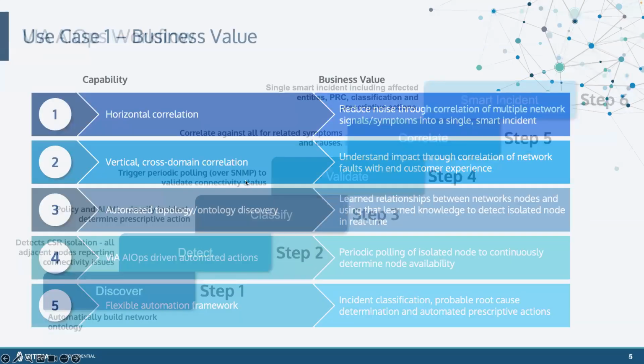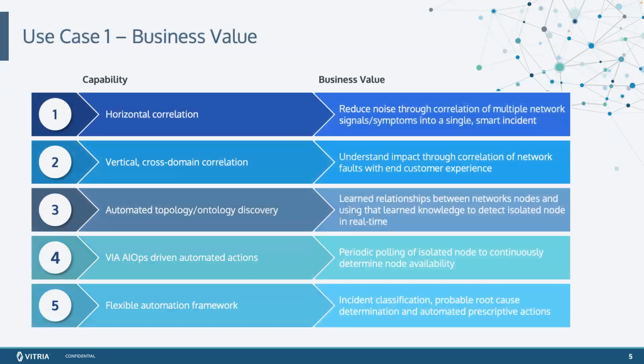Okay, so there are a number of different capabilities that I demonstrated within this particular demo. And I wanted to reiterate some of the business value of those particular capabilities. So for example, horizontal correlation across the different network nodes. As you see, we've correlated multiple different pieces of logs and events across the network. This helps reduce noise through correlation of multiple signals and systems into a single smart incident. Often with traditional network monitoring tools, each signal would generate an individual incident, and it would be up to the network operations engineer to manually correlate those together.